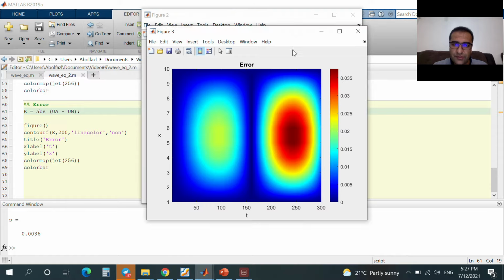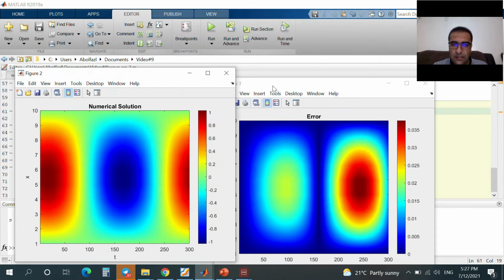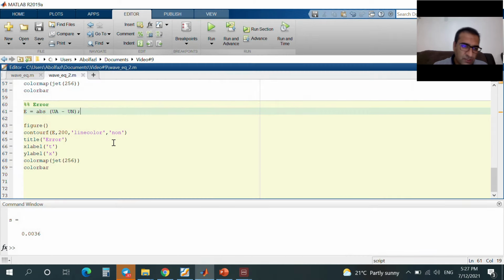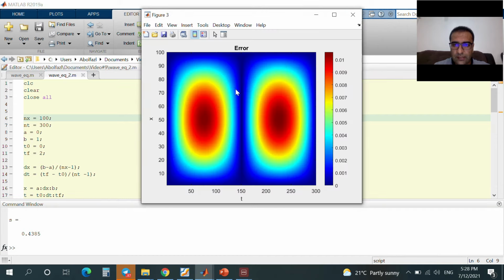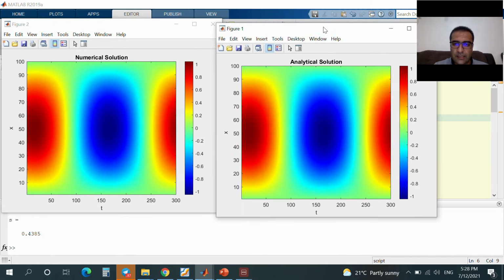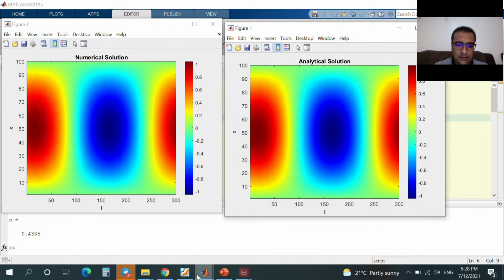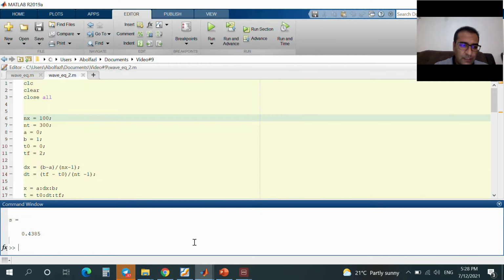And if we want to reduce the error, I think we should increase the number of grid points in the X direction. If we put it at 100 and calculate one more time, you see that the error decreased to 0.01. And here is the numerical, here is the analytical, and here is the error. Where is it? This one is the error.